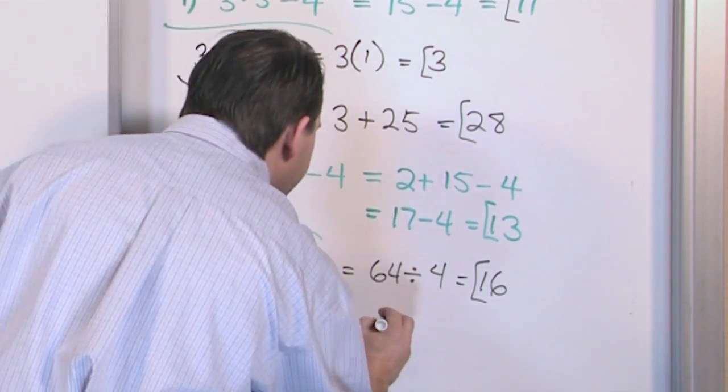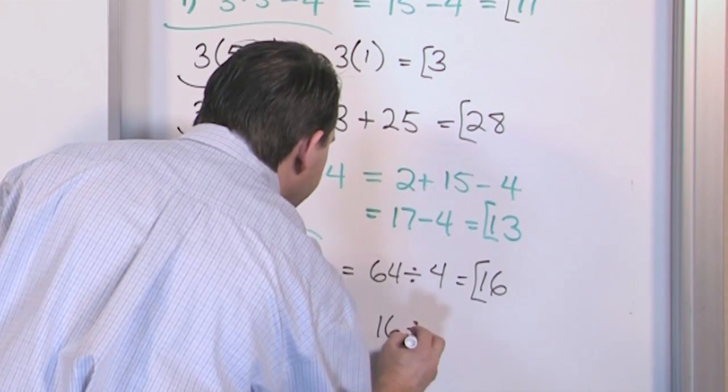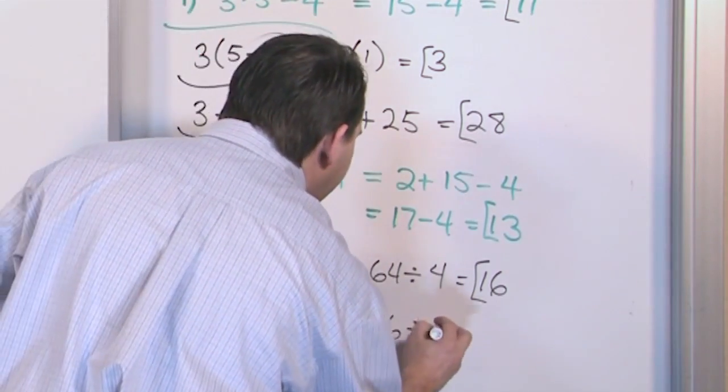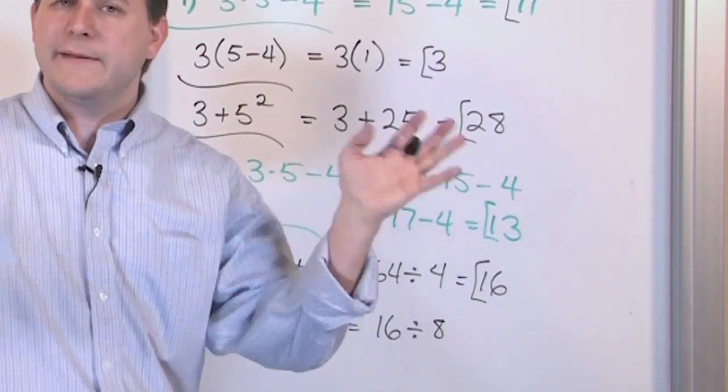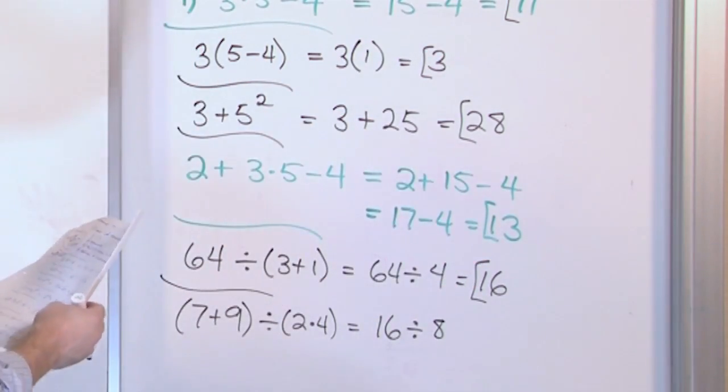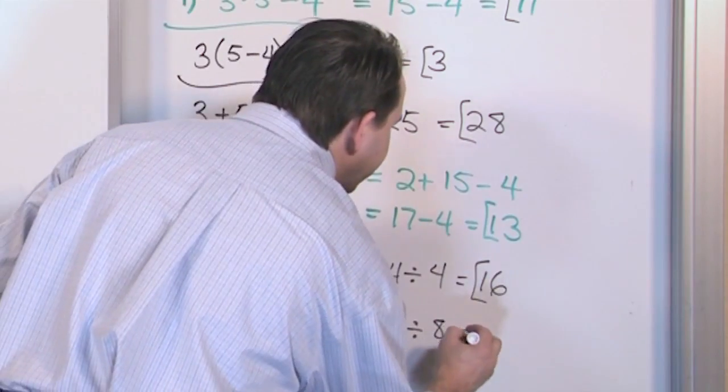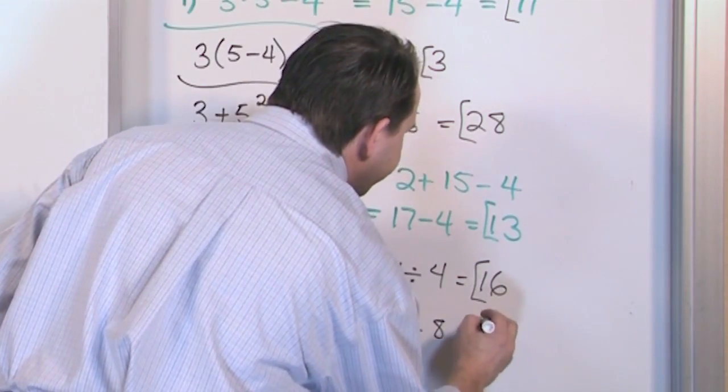7 plus 9 is 16, divided by 2 times 4 is 8. We must do what's in the parentheses first. We did do them first. We just did them at the same step. That's okay to do. All right, so we have 16 divided by 8. There's nothing else to do here, so we have 2.